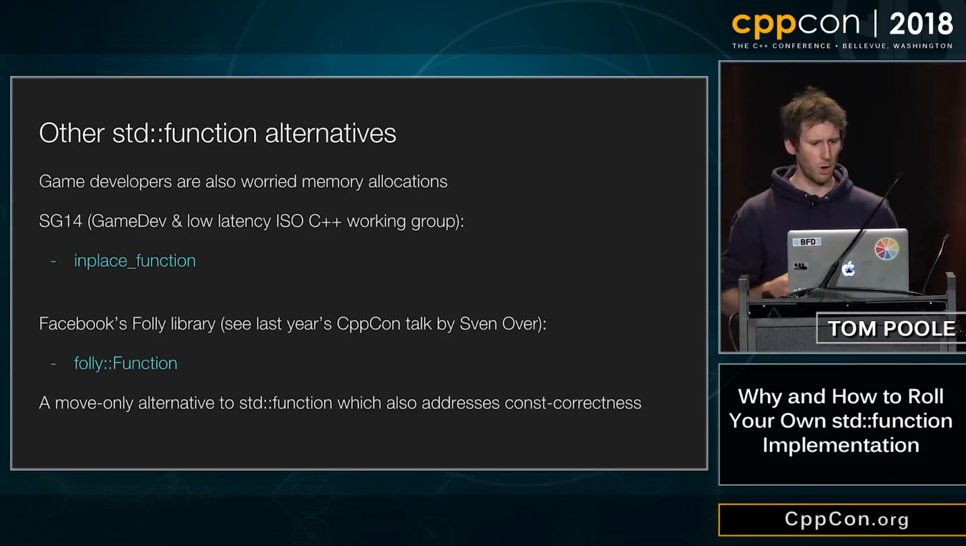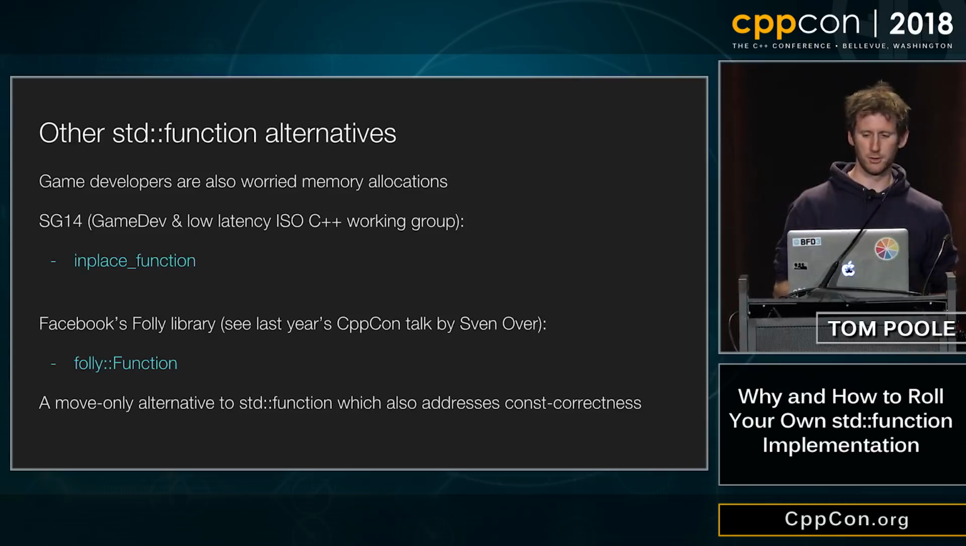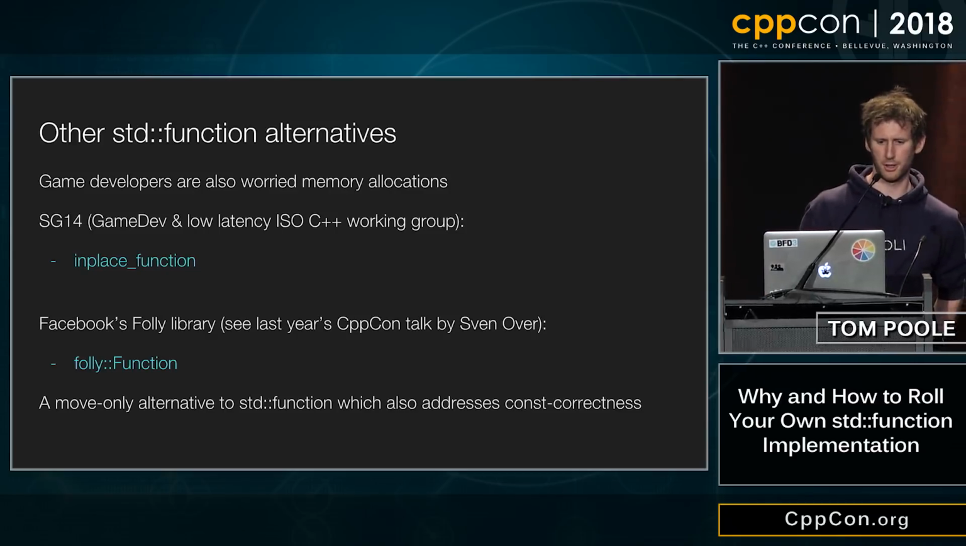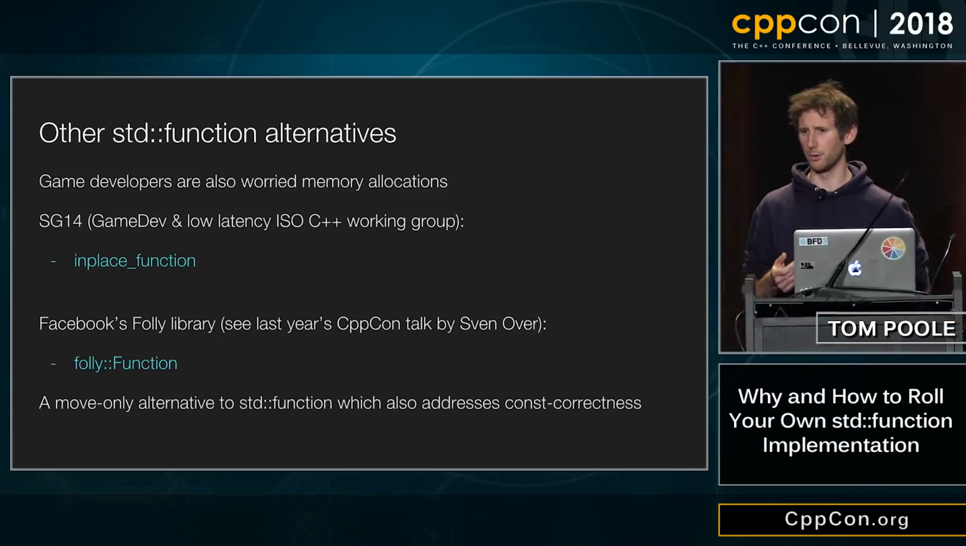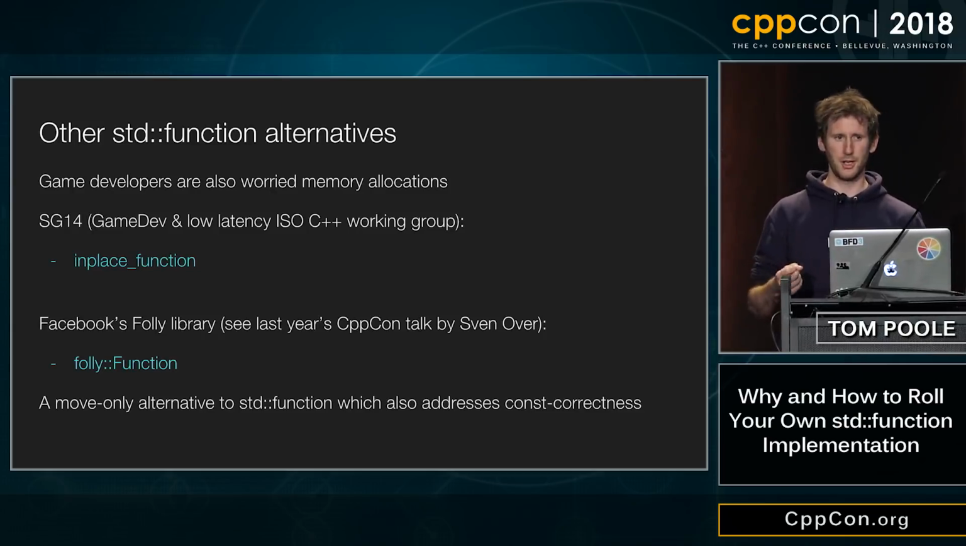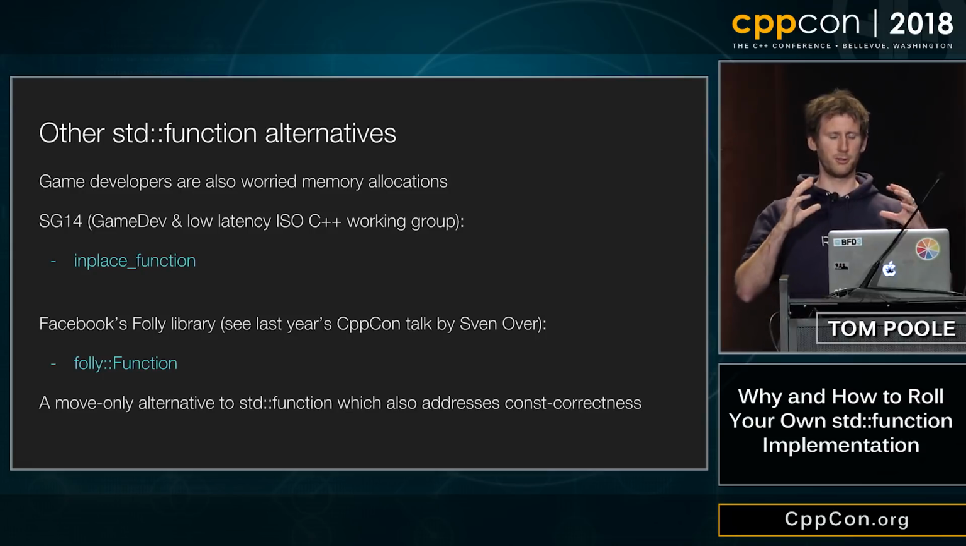But also, whilst we're kicking std::function, Facebook's Folly library has a couple of other improvements. First off, it is a move-only alternative. And I think this makes a lot of sense. If you think about how you use std::function, it is almost always to define some functionality in one place and then pass it off somewhere else.